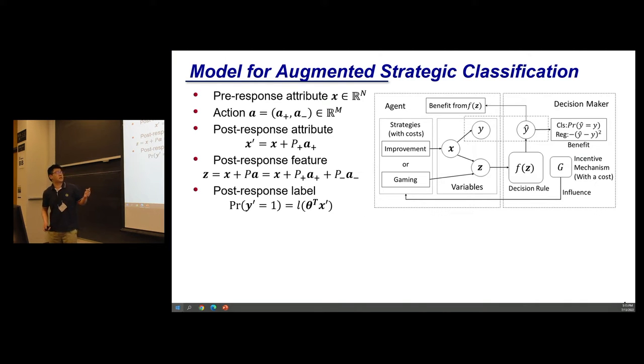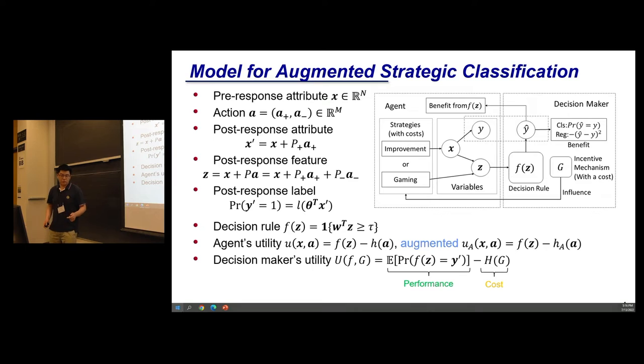As discussed just now, every agent will have a pre-response attribute as their endowment. And in their response phase, in the second stage of the game, they will take an action that has two different components. The first one is the improvement component denoted by A+, and the second one is the gaming action component denoted by A-. So the improvement action will improve the agent's post-response attribute as well as its post-response features. On the other hand, the gaming action can only change the post-response features, but not the attribute. And the agent's post-response label is determined by a likelihood function L as well as its post-response attributes. And the theta vector here is what we call a qualification coefficient.